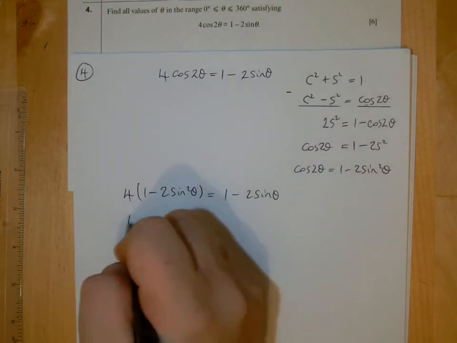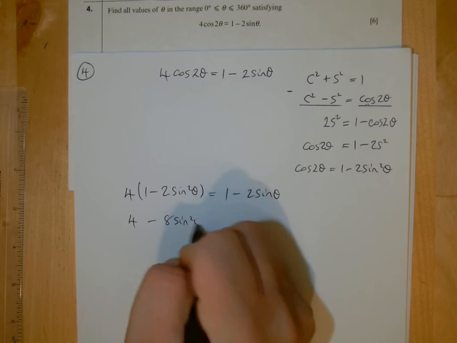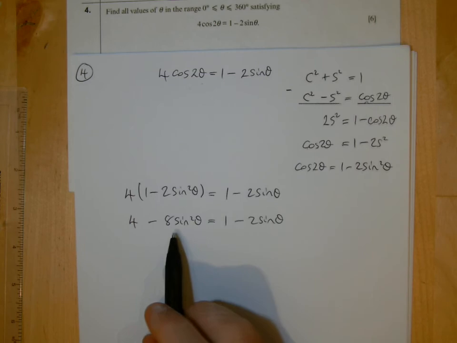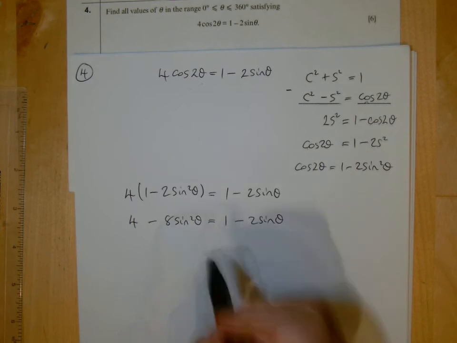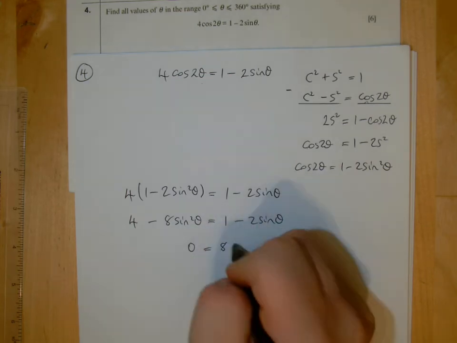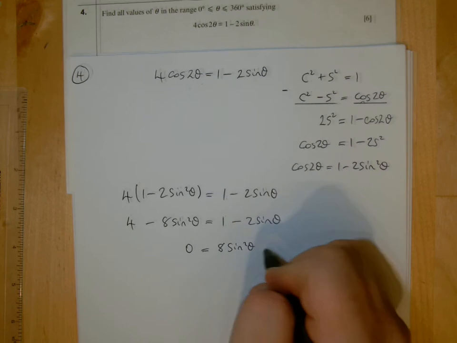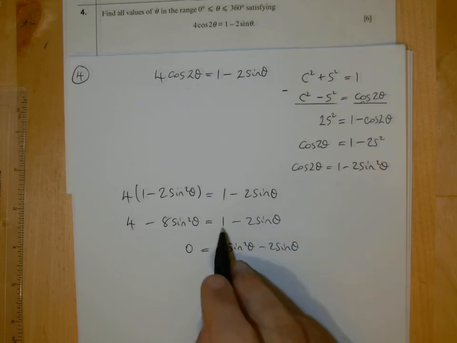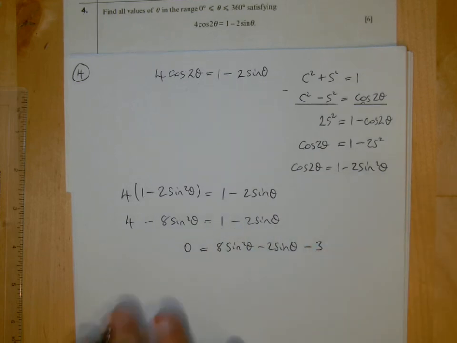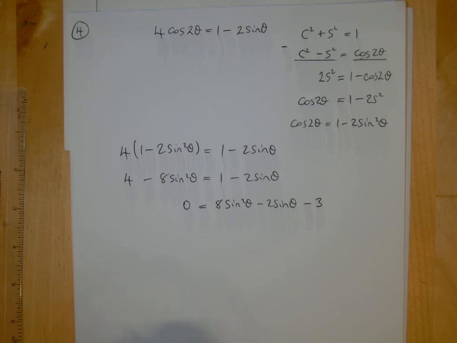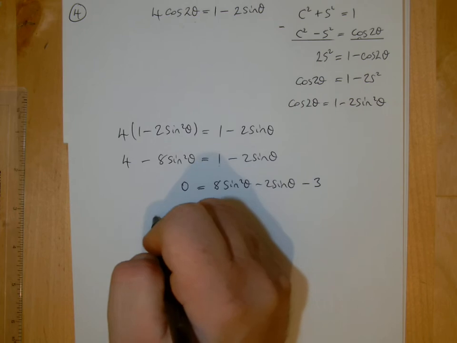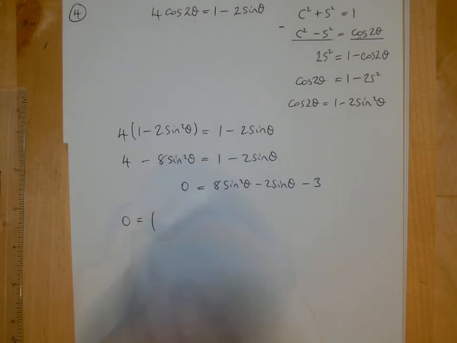So then multiply this out, so I get 4 minus 8 sine squared theta equals 1 minus 2 sine theta. Maybe now I'll take everything over to the right hand side. So 0 equals, if I take that minus 8 sine squared over, it becomes plus 8 sine squared theta minus 2 sine theta. And I've got 1 here, and if I take that 4 over, it'll be 1 minus 4, which is minus 3. So again, I've got myself a quadratic. So we'll solve that quadratic. In this case we need to factorize.